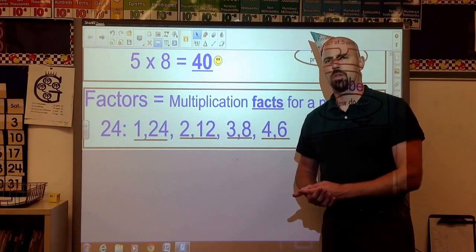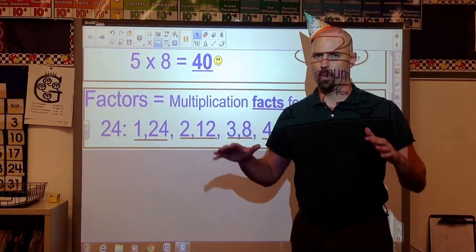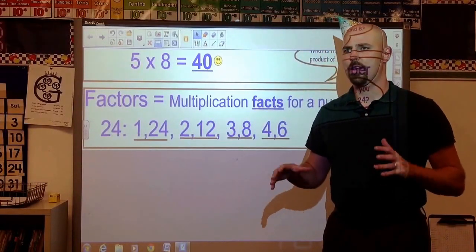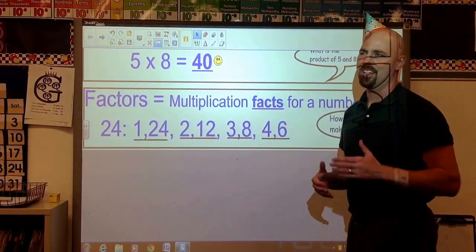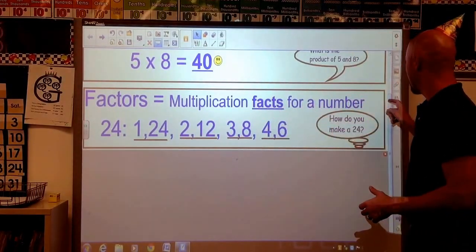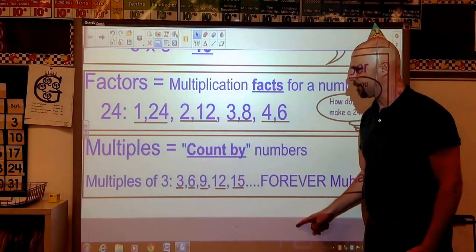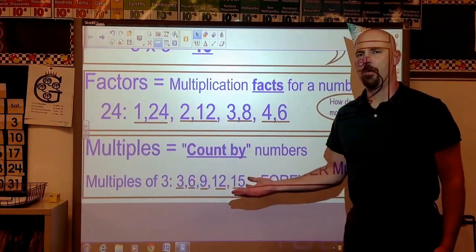Teachers love using 24 and they love using 36 because there's a ton of math facts to learn. We're going to start a little bit smaller than that today, but those are two of the favorites to be used on tests, 24 and 36. So factors are the multiplication facts, and I used to get these mixed up with multiples when I was a kid. Multiples. Multiples are the count by numbers.